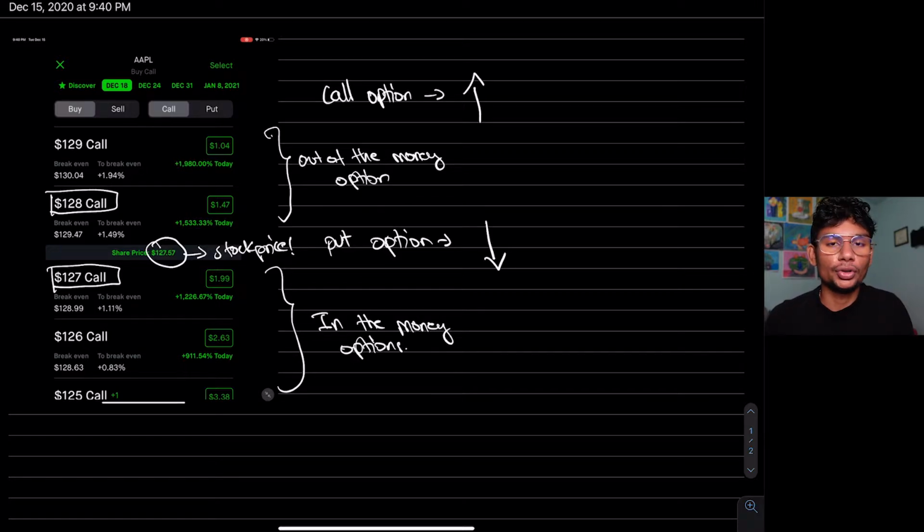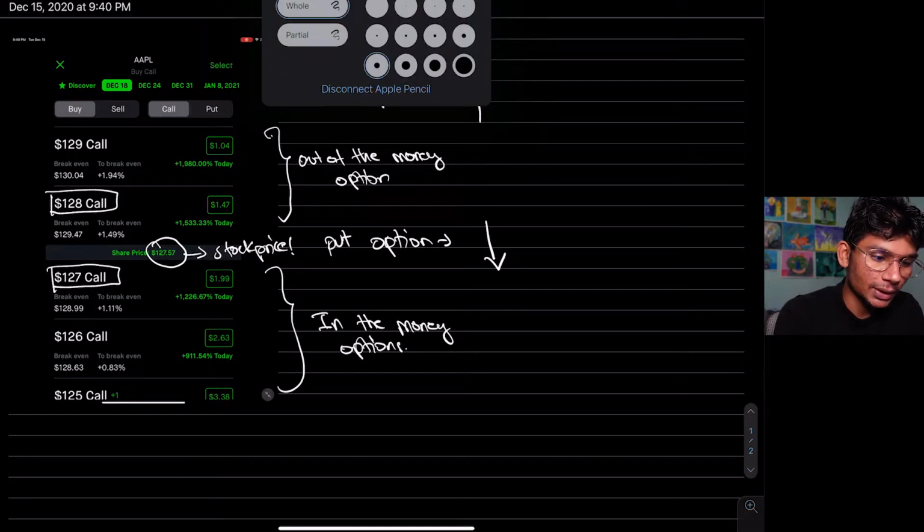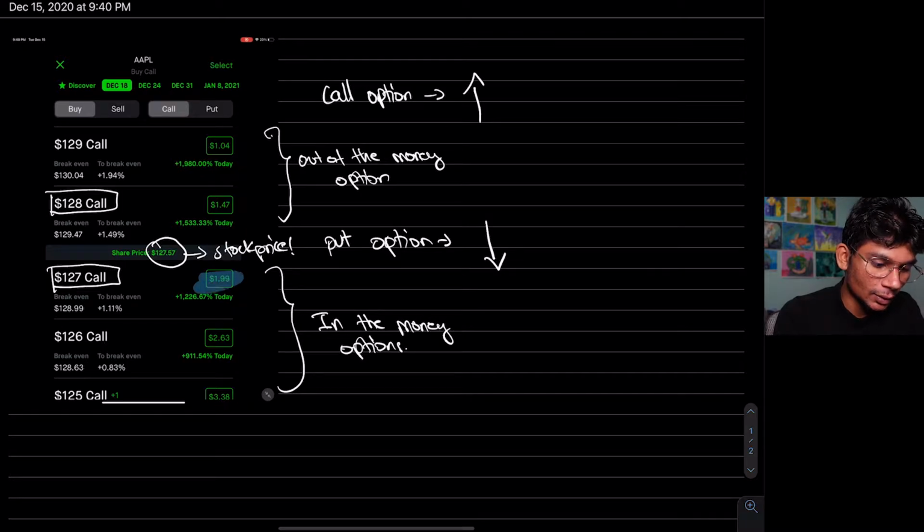But what I wanted you to know is that for a call option, you are technically buying a contract, and that contract consists of 100 shares of that company. And in order to get those 100 shares of the company, you pay a premium. If you look here, these prices right here are called a premium. This is a premium, this is a premium, and so on.